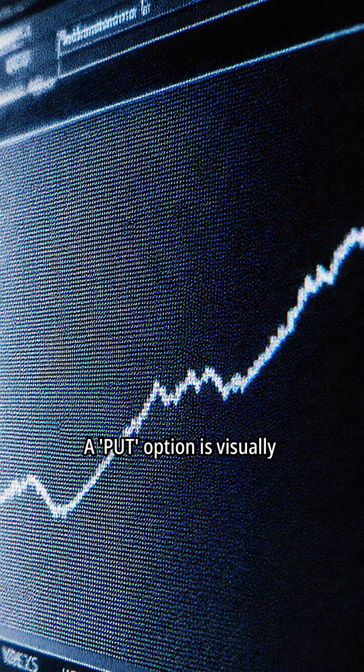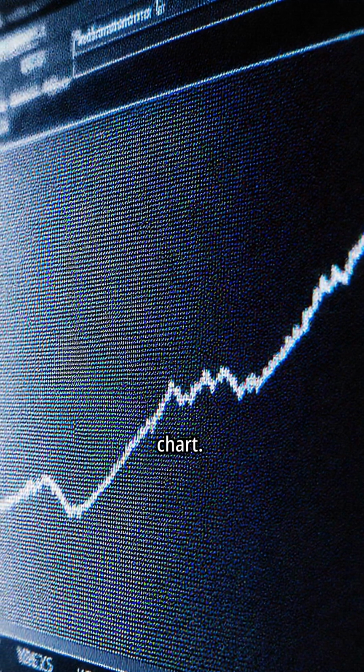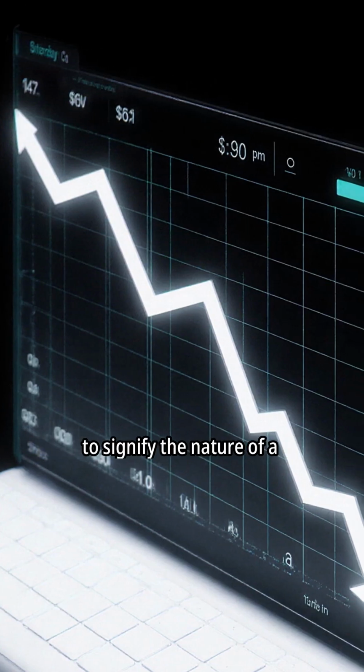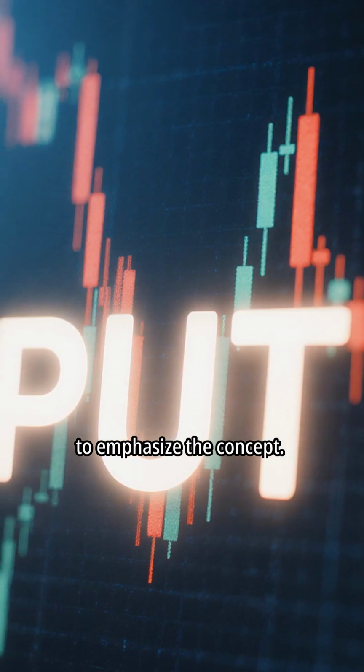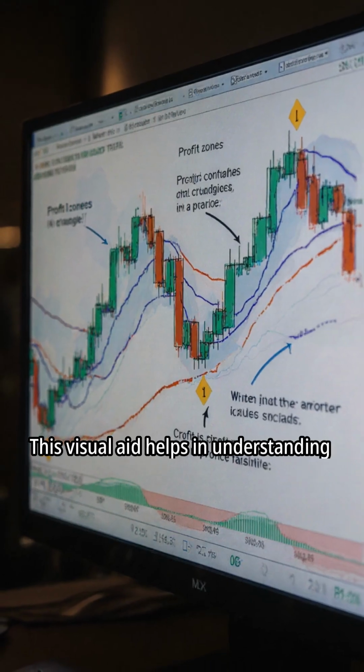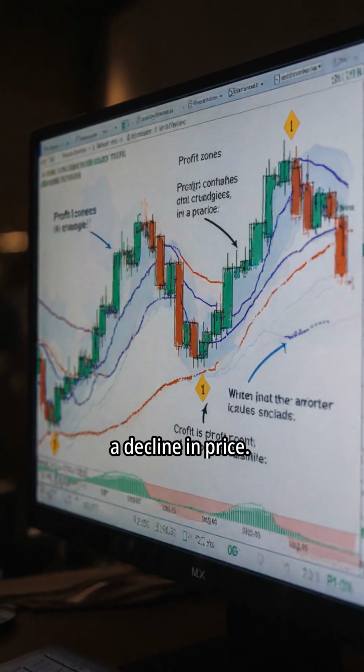A put option is visually represented using a price chart. The price chart moves downwards to signify the nature of a put option. The term PUT is highlighted to emphasize the concept. This visual aid helps in understanding the potential profit from a decline in price.